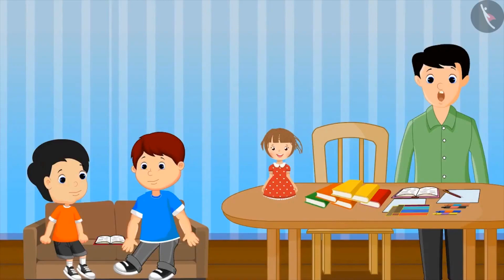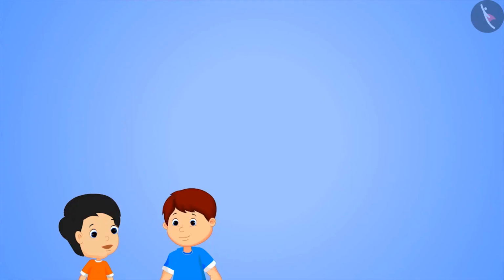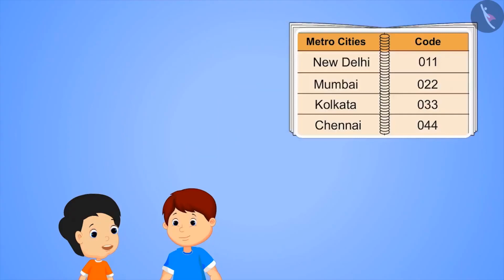Here comes Samaksh, a close friend of Gurpreet. Gurpreet, what is the matter? Won't you come to play today? Today I'm playing with numbers. With numbers? Yes, I was just passing my time by looking at the telephone directory. Suddenly, I noticed a special pattern in this. What's that? The code of the four metro cities of our country is 011, 022, 033 and 044. Hey, this pattern is so easy to remember.